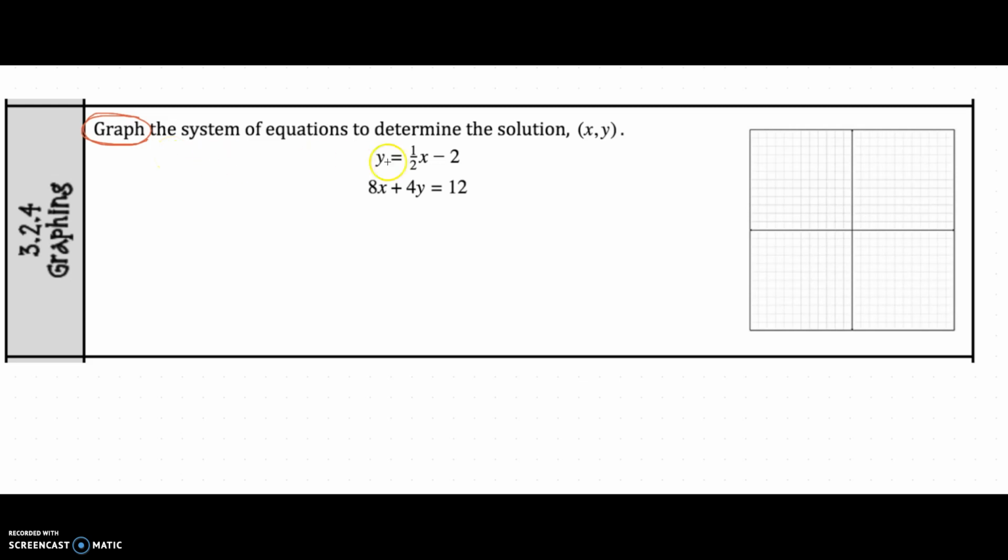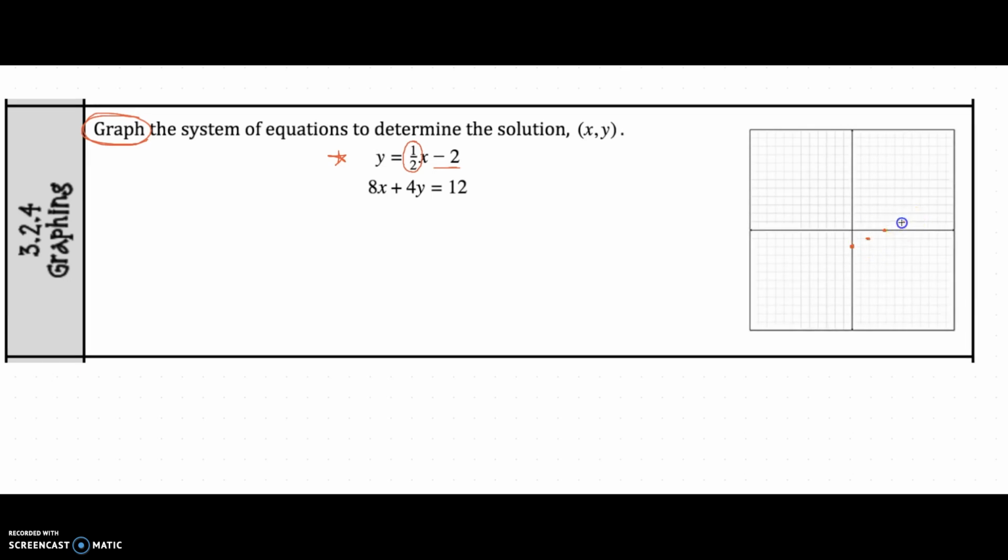So I'm going to do this in two separate colors. I'm going to do this first one in red. And this one's in y equals mx plus b, so I can begin with b, which is -2. And then I can move with m, which is 1/2, which basically just means I'm going up 1 over 2. So up 1 over 2, up 1 over 2.